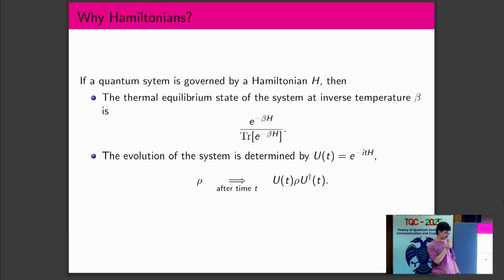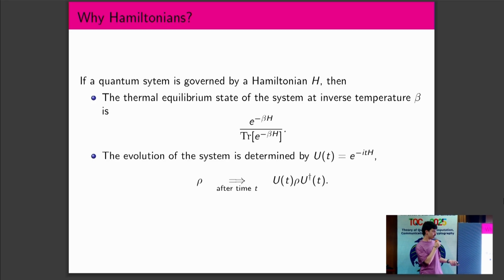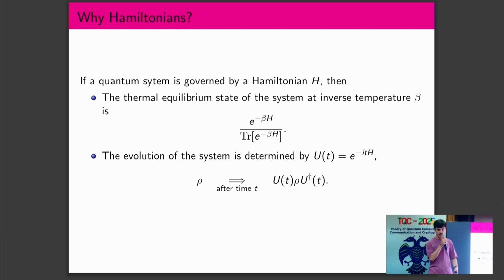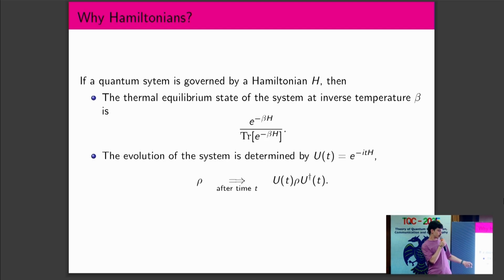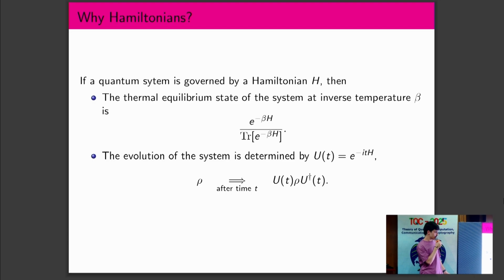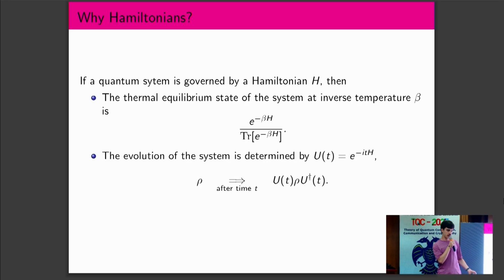Also, something important is that they not only determine the Gibbs states in thermal equilibrium, but they also determine the dynamics of the system. What do we mean by this? By this, we mean that the unitary time evolution operator of the system is given by this unitary, and this unitary is determined by the Hamiltonian. So if you let the system evolve for time t, what you are doing is applying this unitary. In other words, if the state at time 0 is rho, then after letting time t pass, the state is going to be the conjugation of rho with respect to this unitary. So this is why we care about Hamiltonians. They determine very important aspects of physical systems.